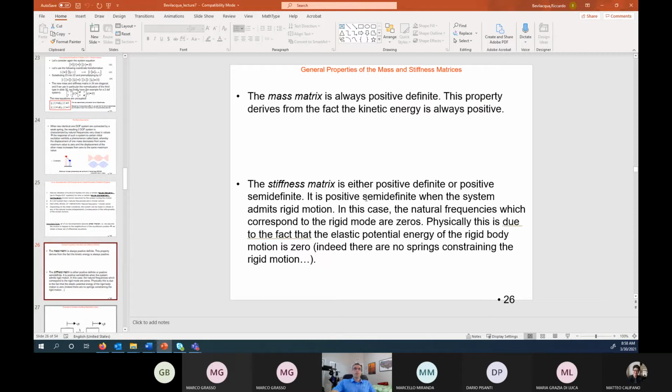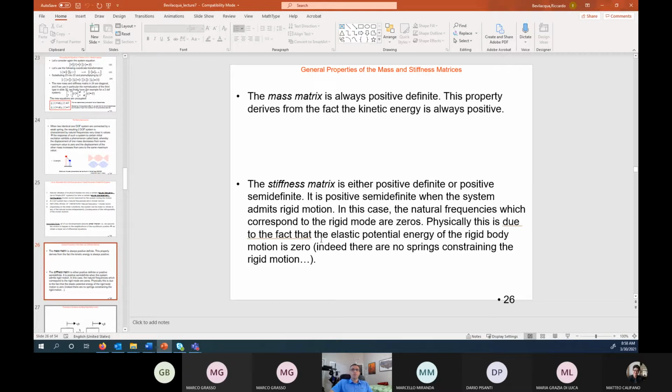Things to remind ourselves: the mass matrix is always positive definite. Well, you can't have anything otherwise, because kinetic energy is always positive. That's a way to show it, but really we don't want anything that is a zero mass. The stiffness matrix instead can be positive definite or semi-definite as well. And you see semi-definite when the system admits rigid motion, which corresponds to a frequency of 0 and modes that are rigid.